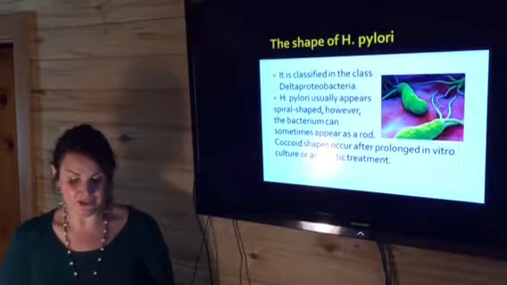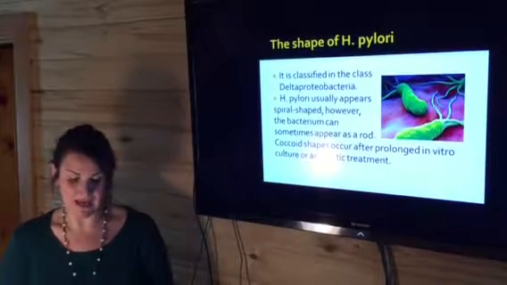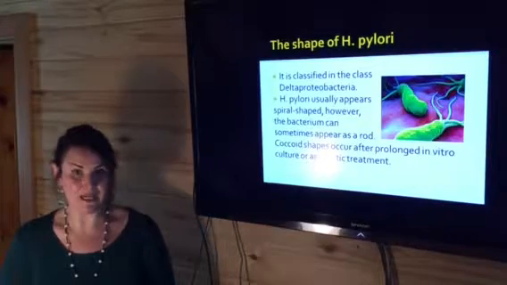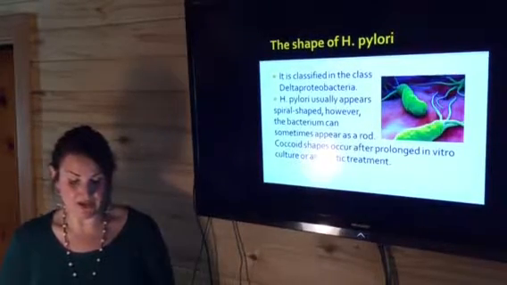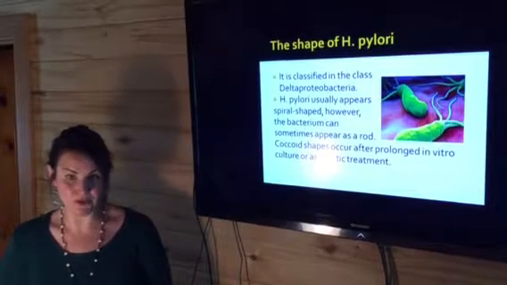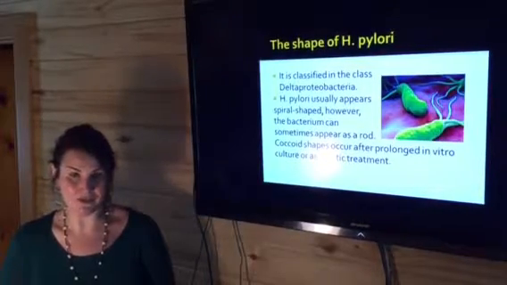H. pylori usually appears spiral-shaped. However, the bacterium can sometimes appear as a rod. Coccoid shapes occur after prolonged in vitro culture or antibiotic treatment.